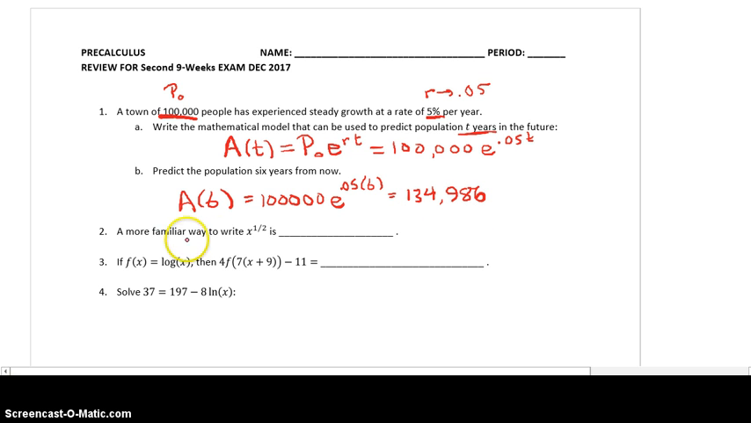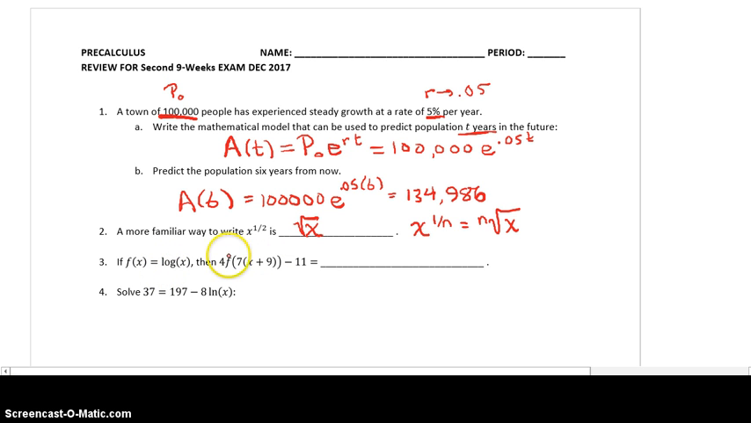134,986. A more familiar way to write x to the 1/2 is simply square root of x. We have a rule that says a fractional exponent gives us a root. So 1 divided by 2 gives us the second root of x, which is the same thing as square root of x. This is a transformation here of a parent function.